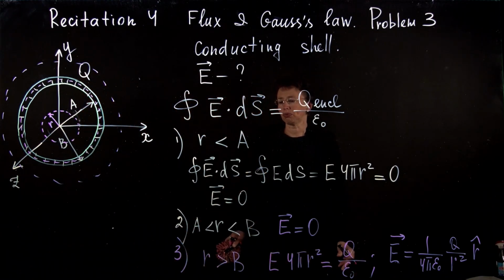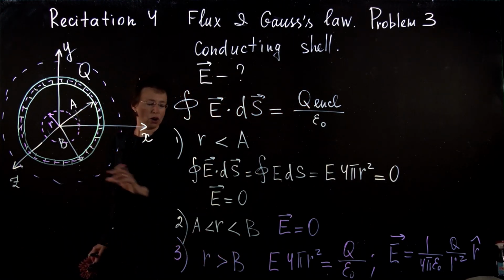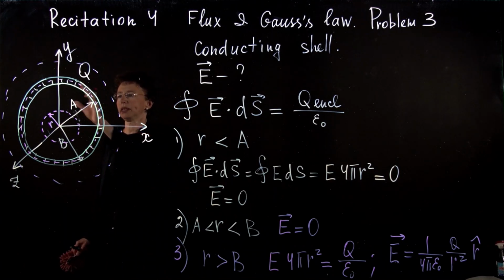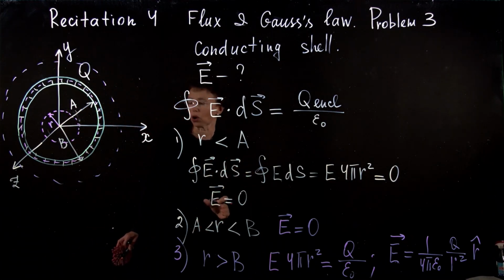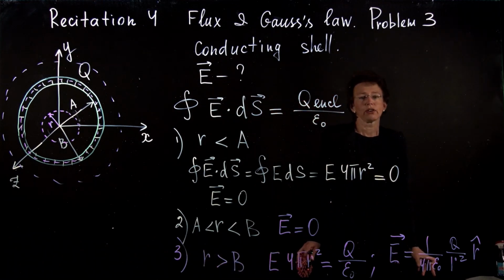So what we did, we found the electric field in all these regions. For r less than A, for r between A and B, inside the conductor, the electric field is 0, and for r greater than B, the electric field looks like the electric field from a point charge.